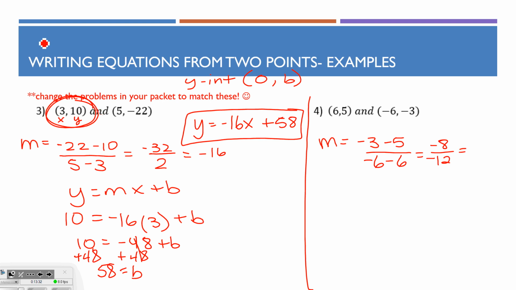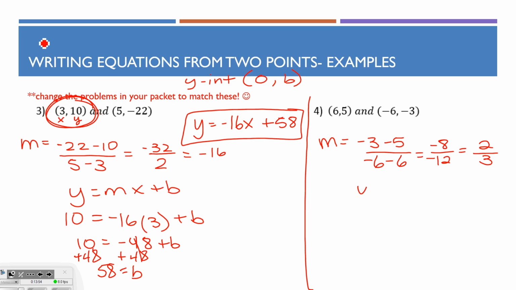And now I have a negative over negative, so my slope is going to be a positive, and I also have to reduce 8 over 12. How can I reduce 8 over 12? 4 goes into both of those, right? So 8 divided by 4 is 2, and then 12 divided by 4 is 3. So my slope is going to be 2/3.